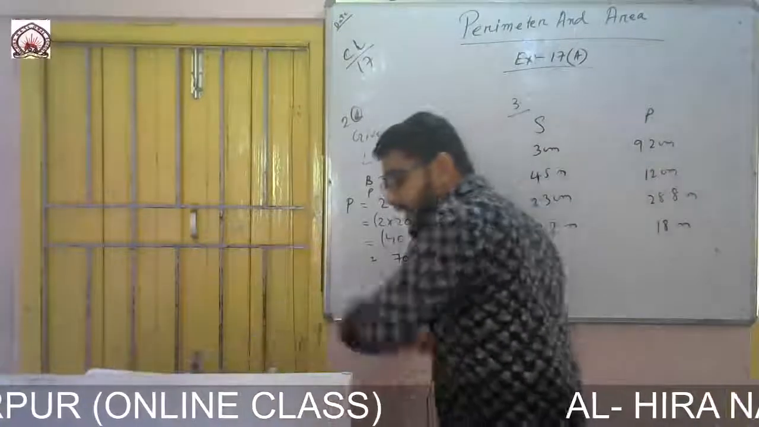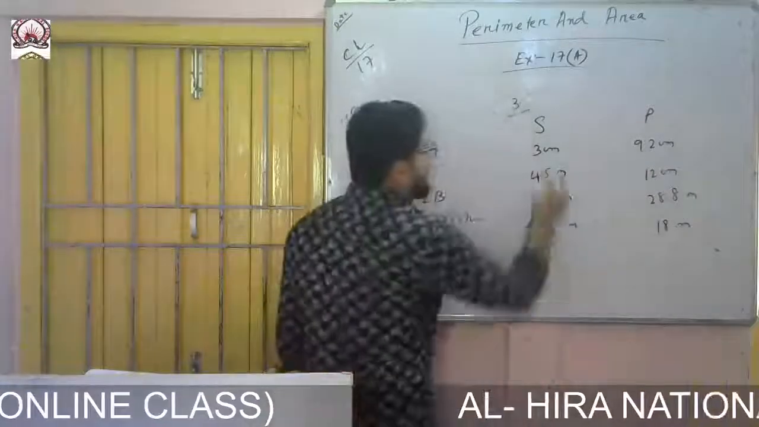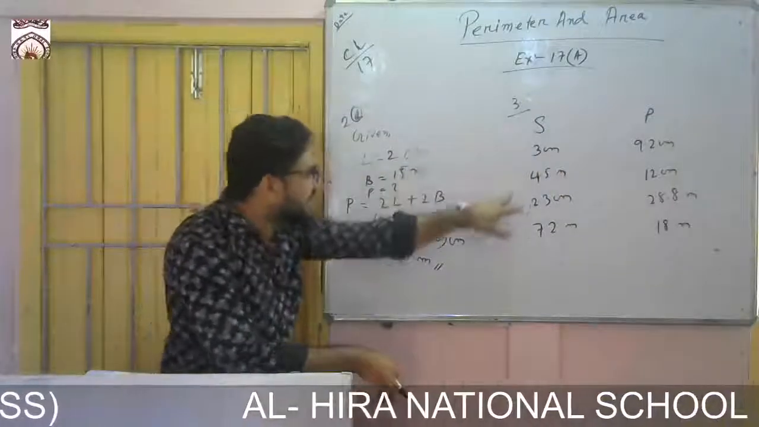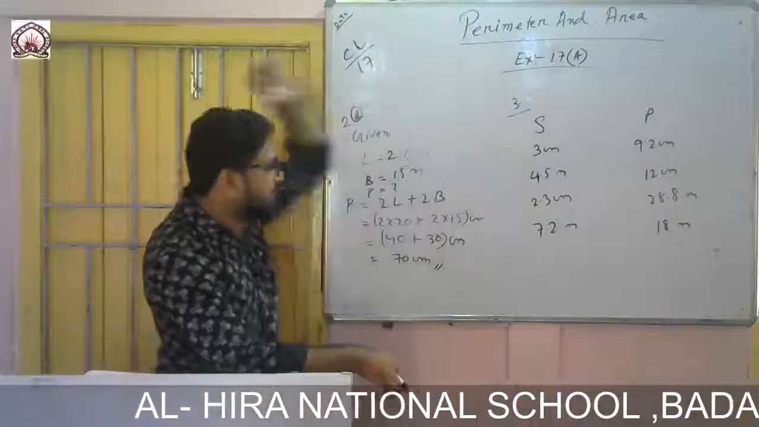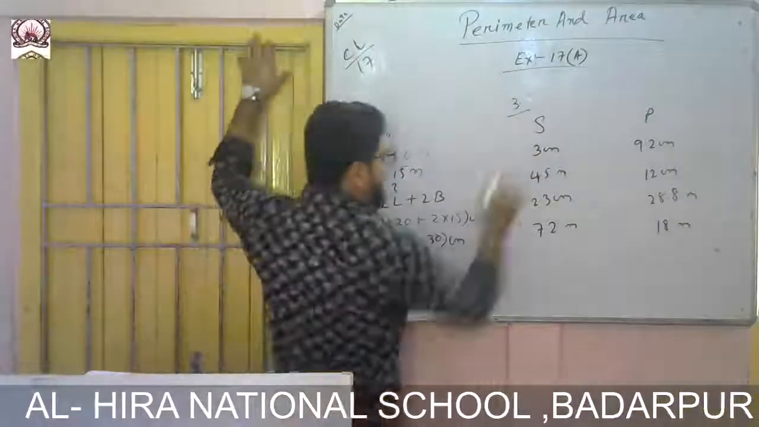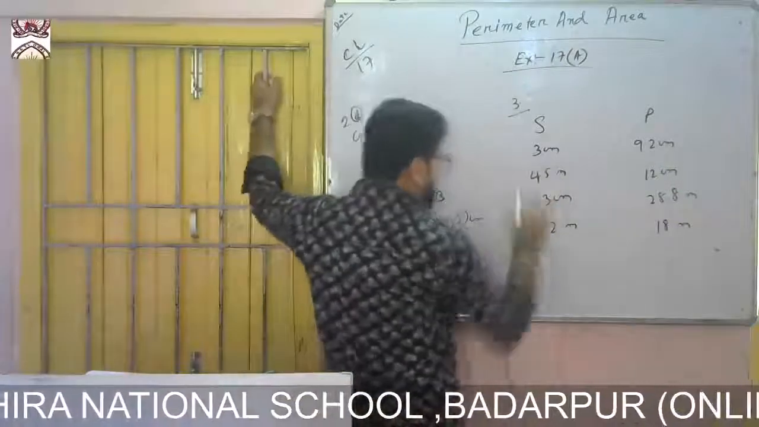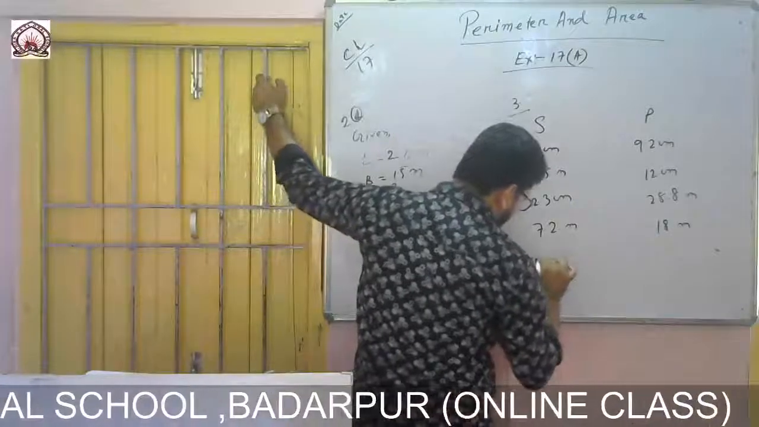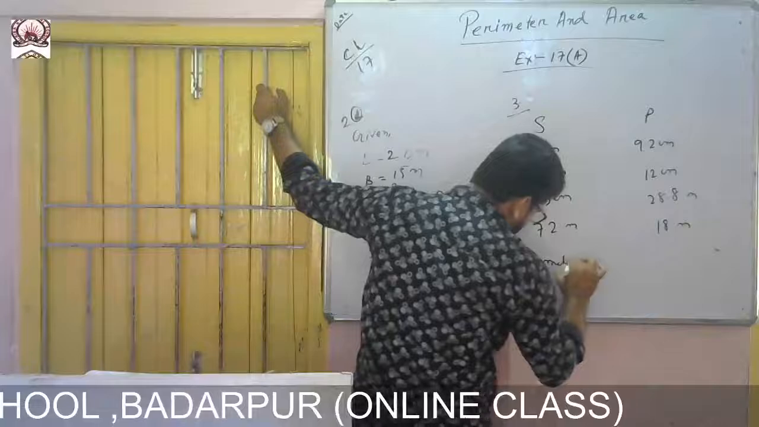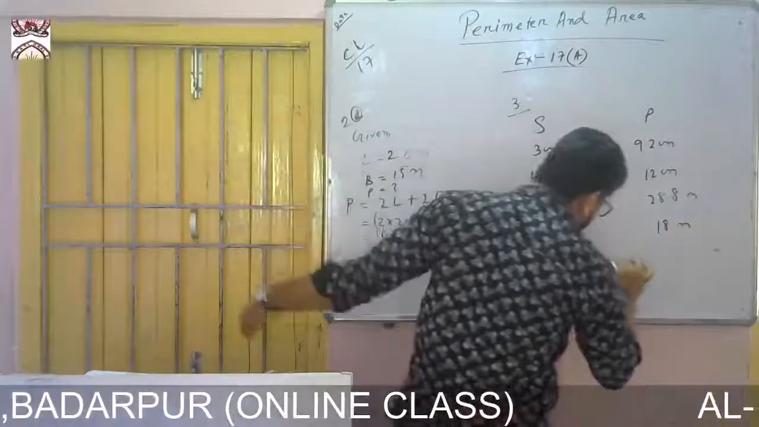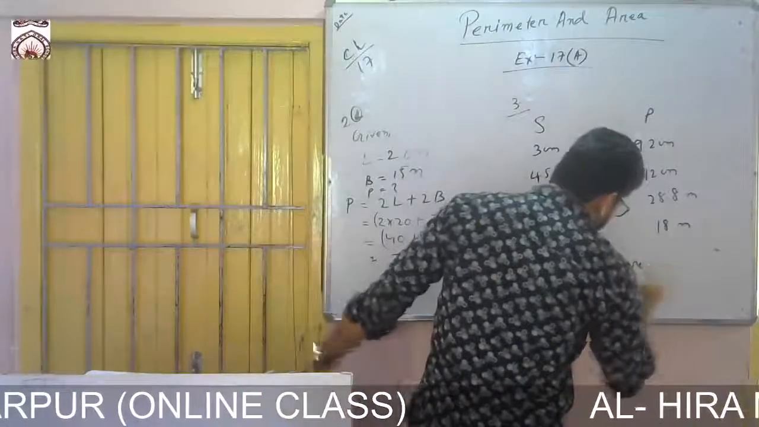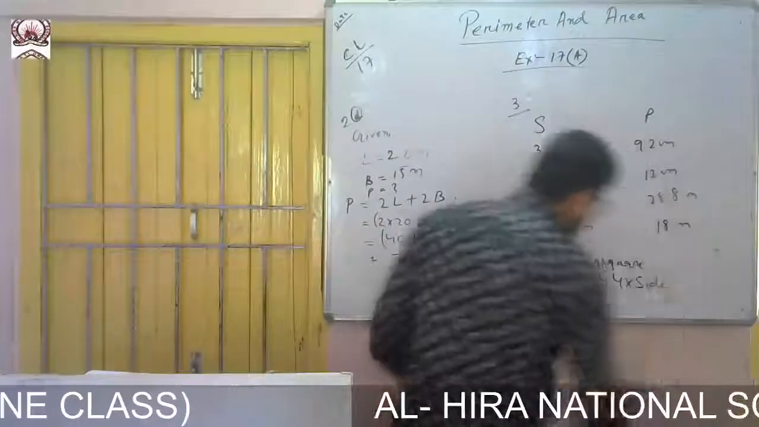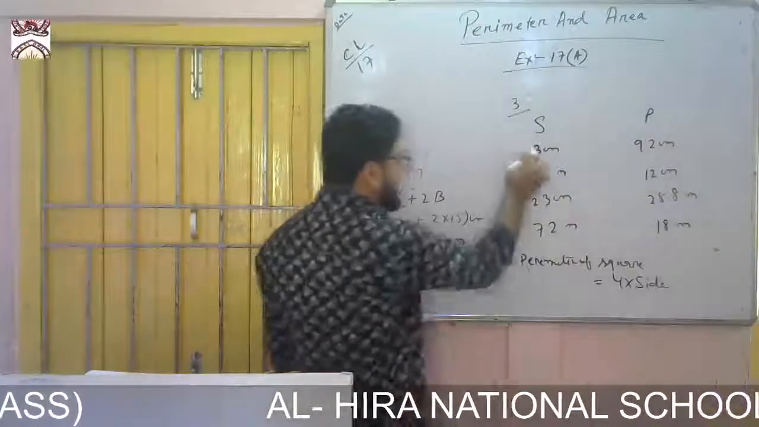Okay, now how to find it? What is the perimeter of a square? 4 into side. So the side is given, we just multiply by 4, then we will get the answer. We know the perimeter of a square equals 4 into side. So here the side given is 3.